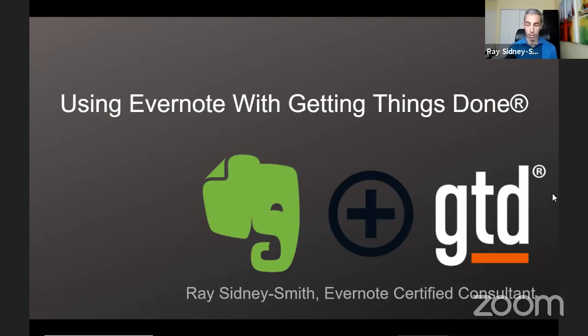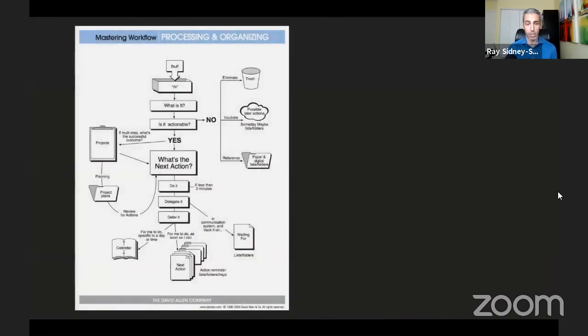Now, in Getting Things Done, The Art of Stress-Free Productivity by David Allen, he generated this workflow chart, and many people know this in Getting Things Done, or GTD, as the processing and organizing flow chart that we use to clarify and organize items as we make our way through the GTD system. This is really the focus of what I'm going to be talking about today.